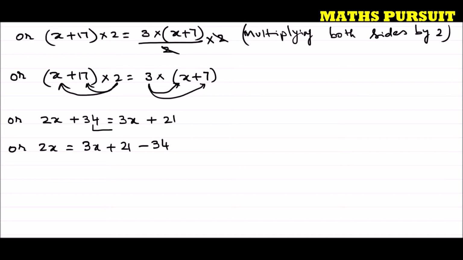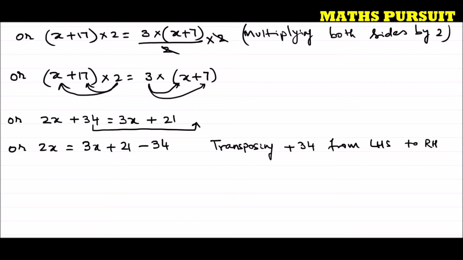What am I doing here? I have just moved this 34 from the left hand side to the right hand side. That means transposing plus 34 from left hand side to right hand side. Guys, why am I moving 34 from left hand side to right hand side? Actually I want to get all the variables having x to the left side of the equation and all the numbers without any variable to the right side of the equation. And I am doing this so that it will be very easy for us to make the calculations.